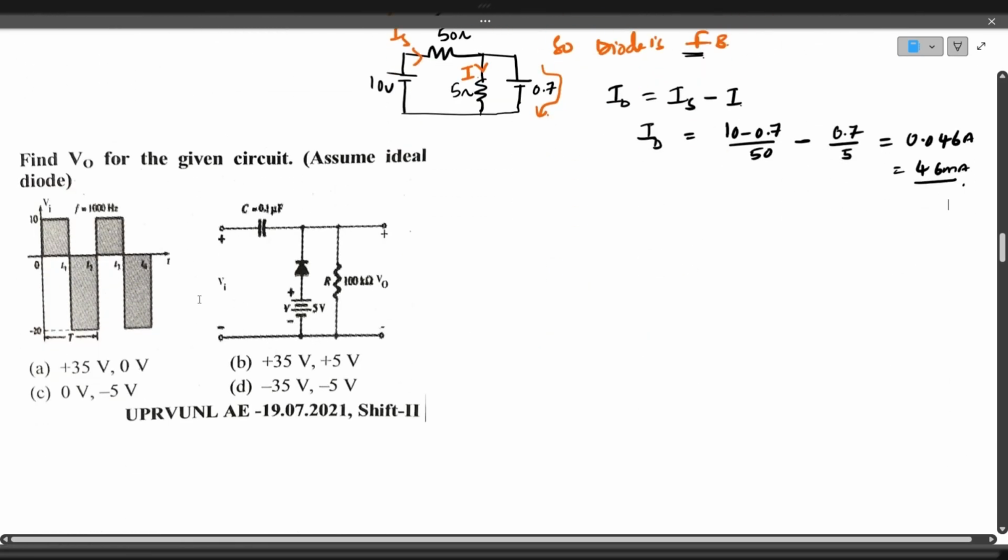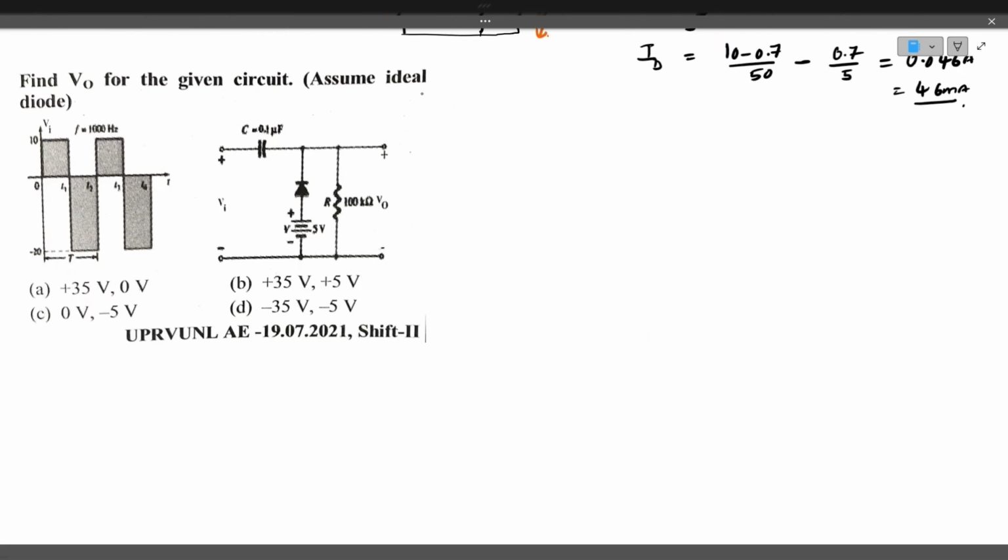We'll see the next question. Find V naught for the given circuit. So this is a clamper circuit with positive bias. What kind of clamper is this? This is a positive clamper with a positive bias. Okay, now let's see the circuit here.